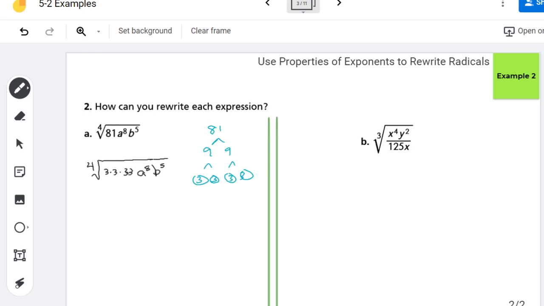And so again, I am searching for any sets of 4 that I can, okay? So here I have 4 3's, so I can pull a 3 out of the radical. In terms of the a's, there's really 2 sets of 4 here, right? Because there's 8 of them. So I'm pulling out an a and an a. I'm doing that twice because I can get 4 a's each time.